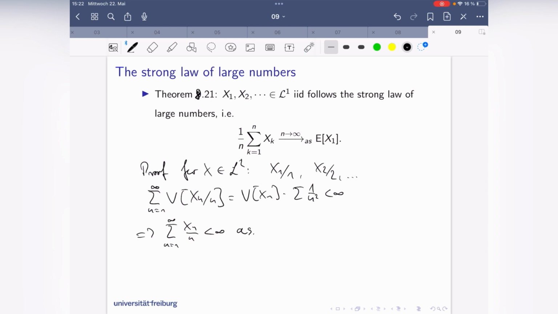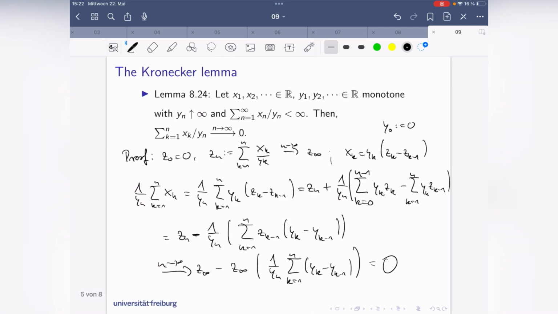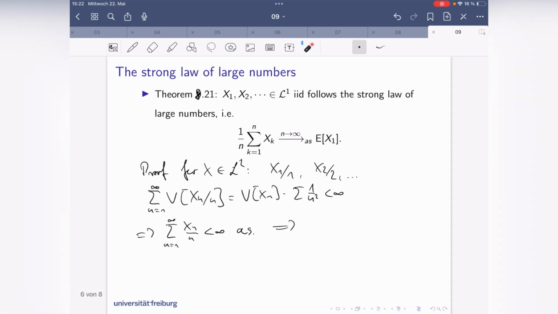And now we have the Kronecker lemma. The sum of xn by n is finite, and then we have that the sum over the xk's divided by n goes to 0. So 1 over n, sum over the xk's, k from 1 to n, goes to 0 by the Kronecker lemma. And we're done with the proof where x is in L2.